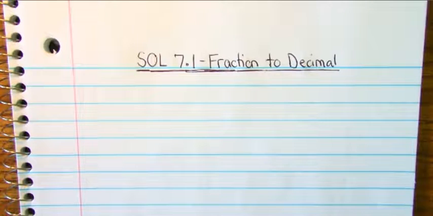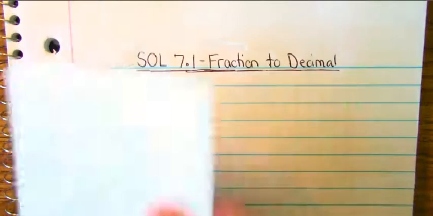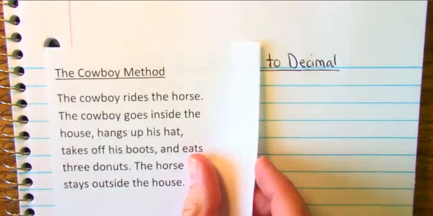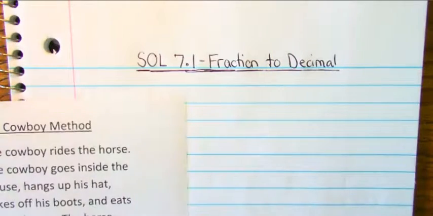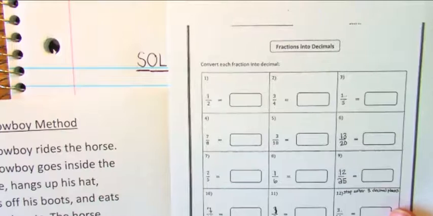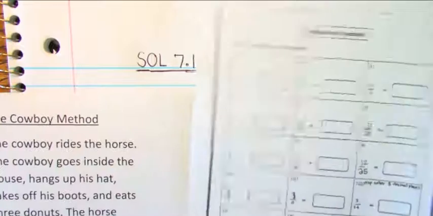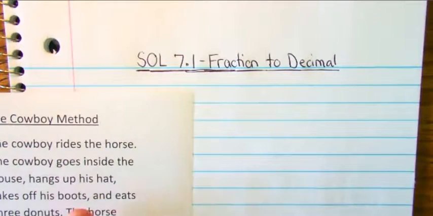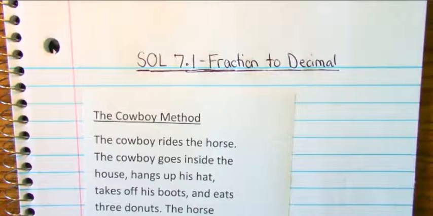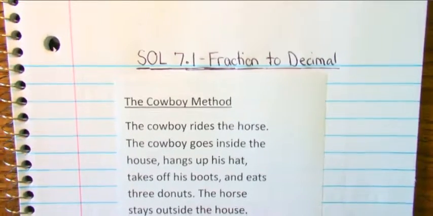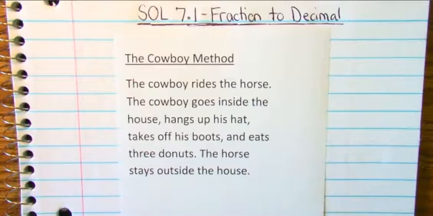What you're going to need out of the crate for today is 2 sheets of paper. You're going to need the one that looks like this, that says the Cowboy Method. You will also need the one that looks like this, the fractions to decimals. So they should be together in the crate. You need to get both of those. And what we're going to do now is I'm going to go ahead and glue the Cowboy Method right here in the middle of this page, and then we will continue working on. Go ahead and pause and glue that in before you continue watching.